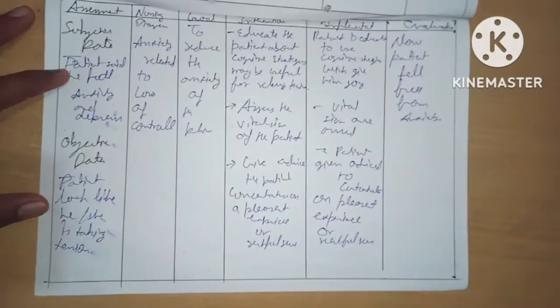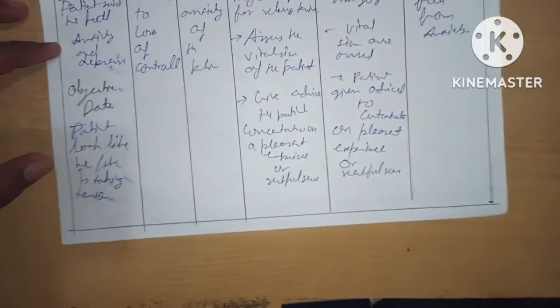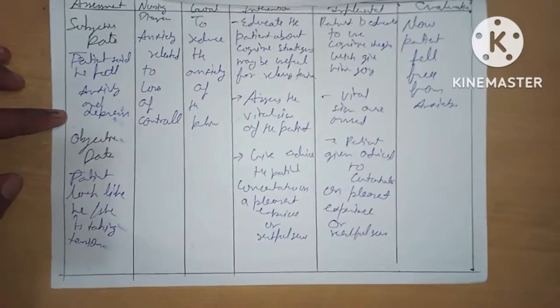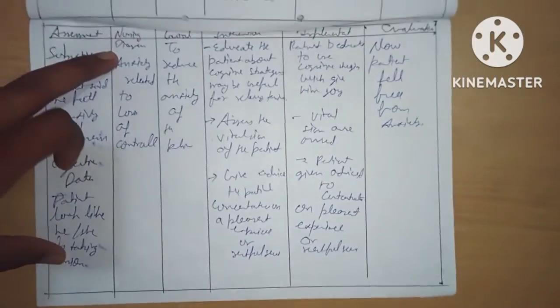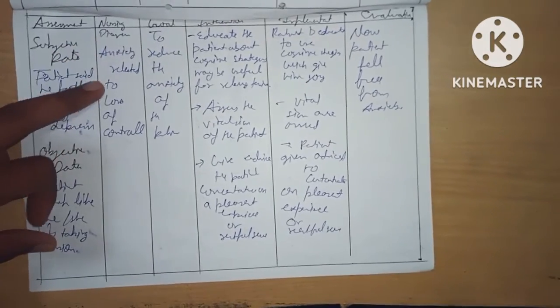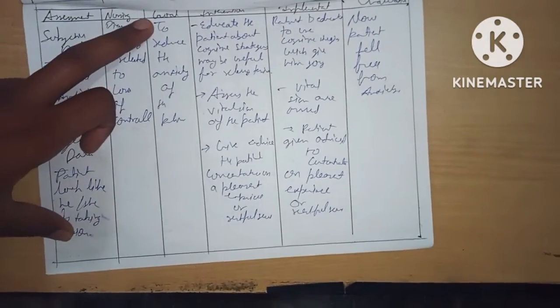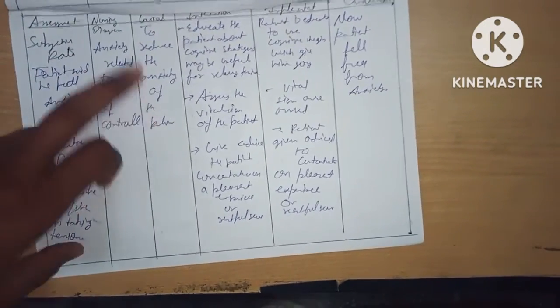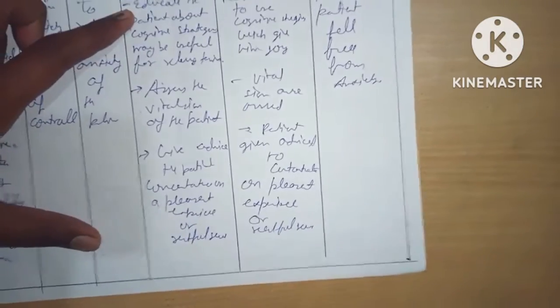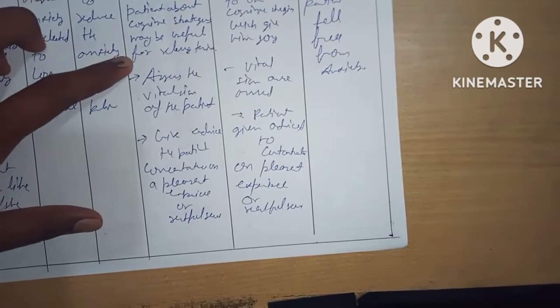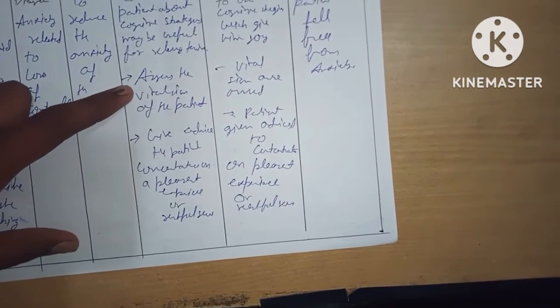Second NCP. Subjective data: patient says he has felt anxiety and depression. Objective data: patient looks like he is taking tension. Nursing diagnosis: anxiety related to loss of control. Goal: to reduce the anxiety of the patient. Intervention: educate the patient about strategies that may be useful for reducing tension.